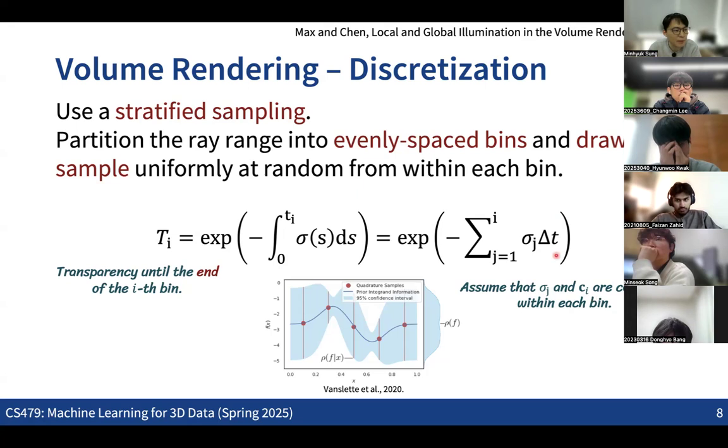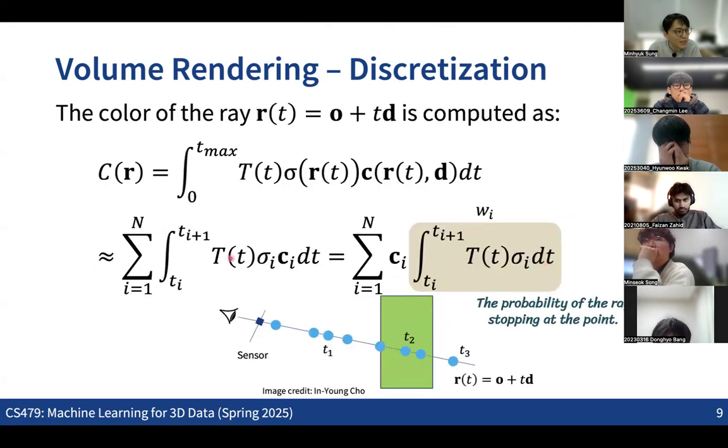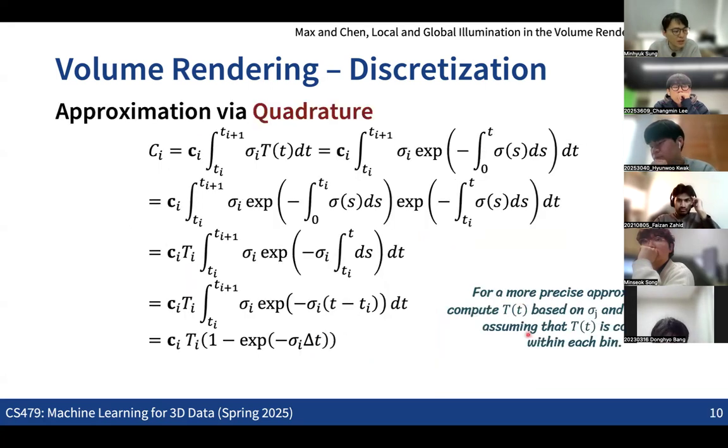So a better way to more precisely approximate this equation is not to take the transparency to be constant inside the bin, but to still calculate the transparency based on the constant opacity and radiance information. So this is a small thing here. While we assume that the opacity and the radiance are constant, we don't assume that the transparency is constant, but calculate it based on those two sample values, okay?